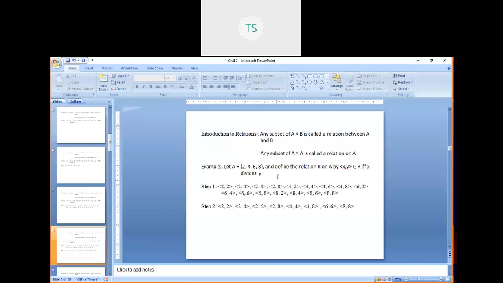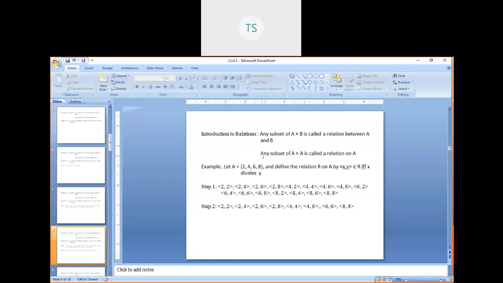that X divides Y. Now, you can verify. I have taken 2 2, 2 4, 2 6, 2 8, 4 4, 4 8, 6 6 and 8 8. So these are the ordered pairs which will satisfy our given condition. Now see, you just read the line carefully.